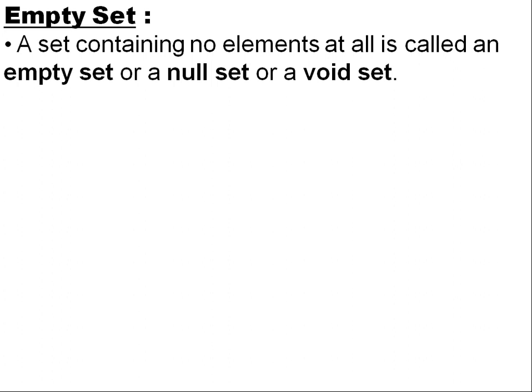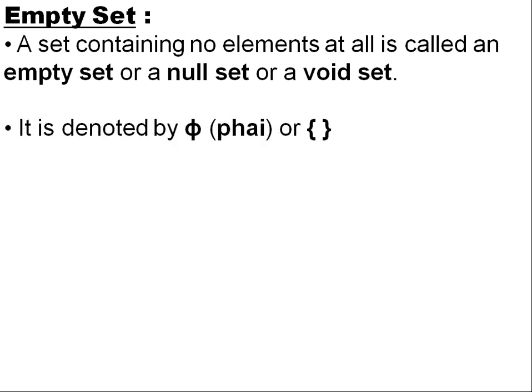As we proceed further, we move on to the next category of set, which is called the empty set. A set which contains no element in it at all is called an empty set. It can also be called a null set or a void set. It is generally denoted by phi or sometimes as empty curly brackets.